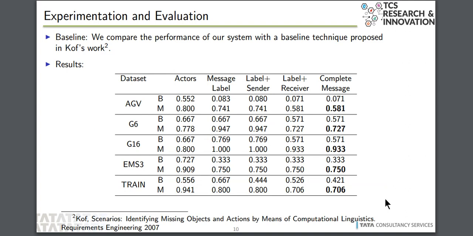We compare our work with a baseline which was proposed by Koff in requirements engineering long back in 2007. There he tried to use computational linguistics to do the very same task of extracting MSCs from software use cases. As you can see in this table, in each of these evaluation levels, be it actors or message label or the complete message, we comfortably perform better than the baseline proposed by Koff. Though it's an old baseline, it was the one that exists, so we tried to compare with that.